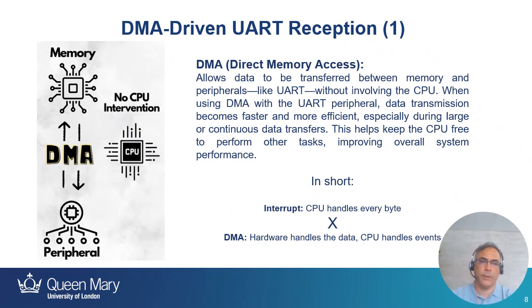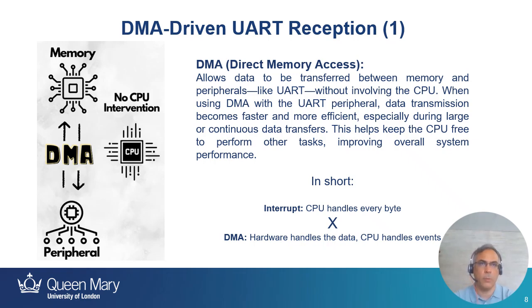So how do we overcome this CPU interruption for every byte transferred? We use a technique called DMA, direct memory access, which is the interaction directly with the memory. It's a control block that transfers data from the peripheral directly to the memory without any CPU intervention. So it allows data to be transferred between memory and peripherals.